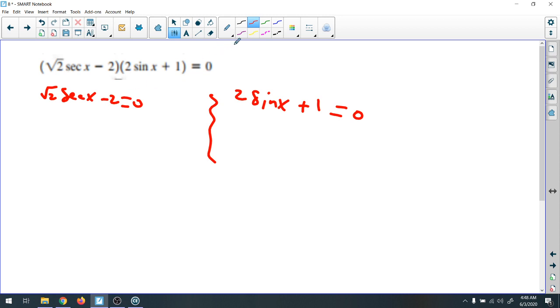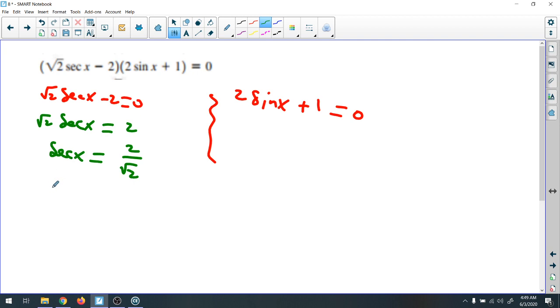And this side we add 2 to both sides. Then the square root of 2 secant x equals positive 2. Then we divide by square root of 2. Then secant x equals 2 divided by square root of 2. Since in our calculator we don't have direct calculation for secant, we could flip it.